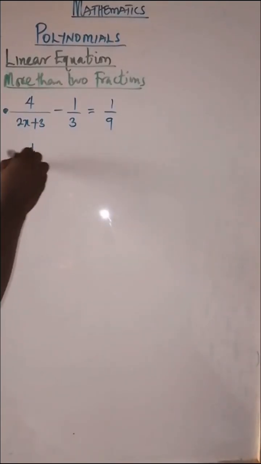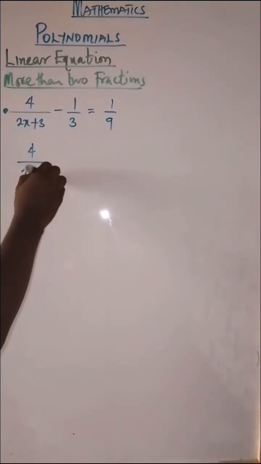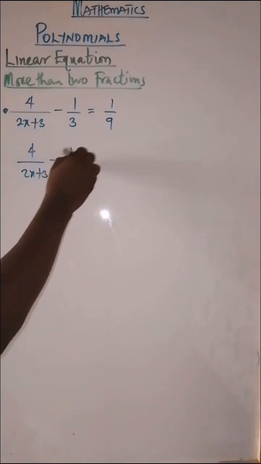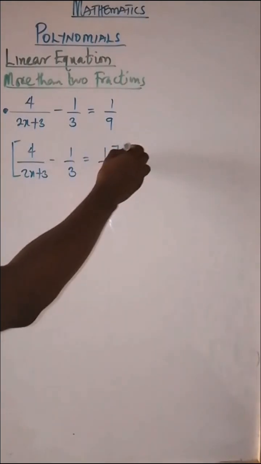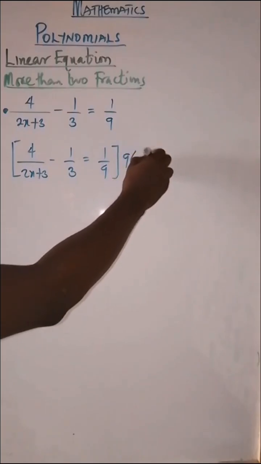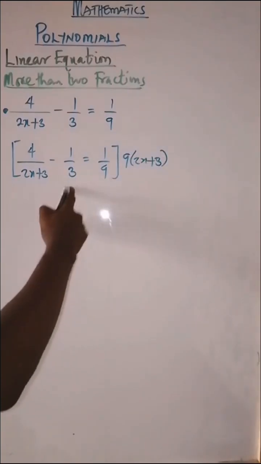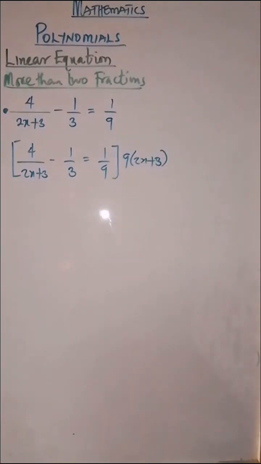So here we have 4 over 2x plus 3 minus 1 over 3 equals to 1 over 9. So what's the LCM in this case? 9 into 2x plus 3. Why is 3 not there? Because LCM of 3 and 9 is 9. So we take the 9, not the 3, not the product.